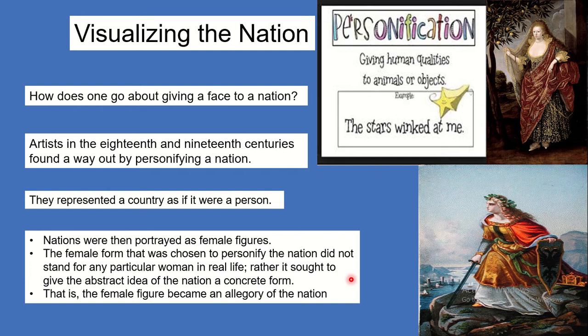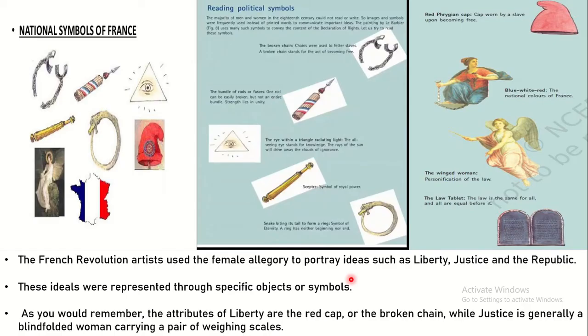So, how do you give a face to a nation? The artists in the 18th and the 19th century decided that we'll go with personifying a nation. So they identified nations. If it is a person, we will give it a female figure. So the female figure started to represent a nation, and that process is later known as the allegory of a nation.